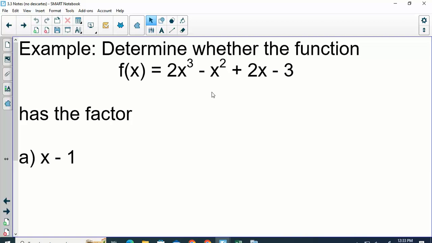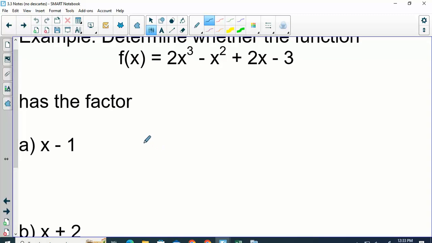What would you plug in? We would plug in 1, because remember the remainder theorem in that last section said that if you plug in your k, f of k gives you the remainder when you divide. So we can do either option. I'll do A and B two different ways just to show you two options.